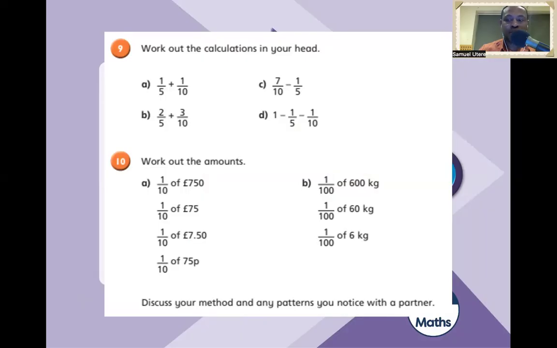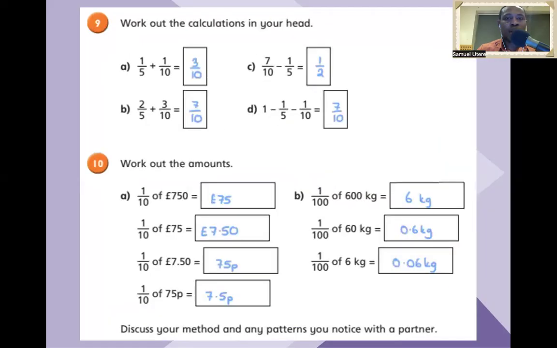Assuming you've paused the video and you've answered the questions, here are the answers. Let's discuss them. So for question 9, you were asked to work out the calculations in your head. So 1/5 plus 1/10 is 3/10. How do we know? 1/5 is the same thing as 2/10. So you can simply just add these. 2/5 is the same thing as 4/10. So that would be 7/10.